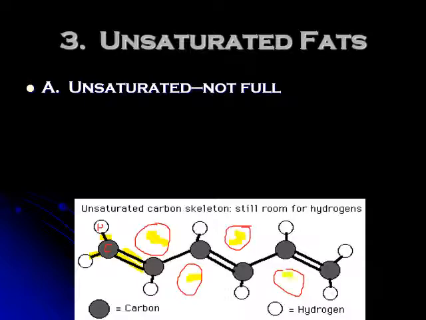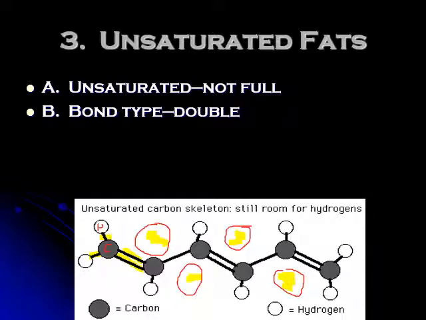There's no hydrogens here, and there's no hydrogens here because the carbon has already found enough bonds and it doesn't have any space for those hydrogens. So unsaturated fats are not full. Bond type, we see that we have double bonds. And the shape of this causes it to be bent.